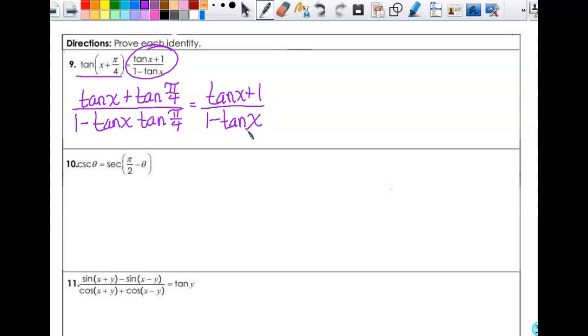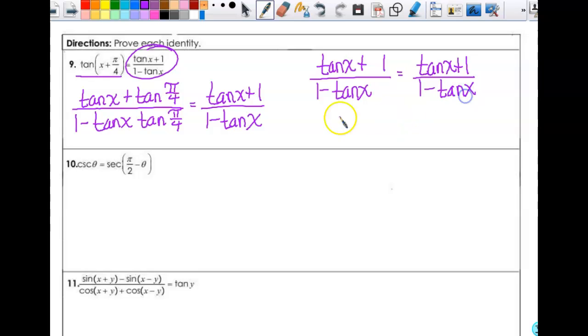So I keep working with the left-hand side. Okay, so I can actually evaluate the ones that have the pi fourths in there. So tangent of x plus, what's tangent of pi fourths? 1 over 1 minus tangent x times the tangent of pi fourths. And since the tangent of pi fourths is just 1, I'd have tangent of x times 1, which is just tangent of x, so I'm not even going to write it. And that's supposed to equal, I rewrite my right-hand side, tangent of x plus 1 over 1 minus tangent x. Those now look identical, and I'm done.